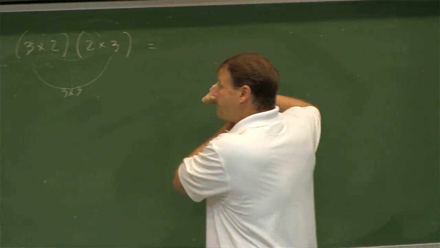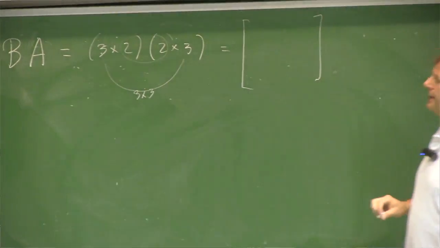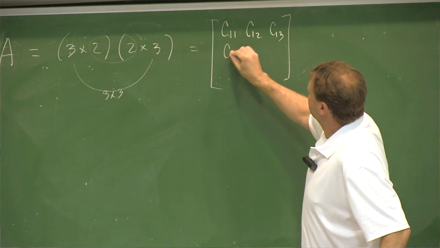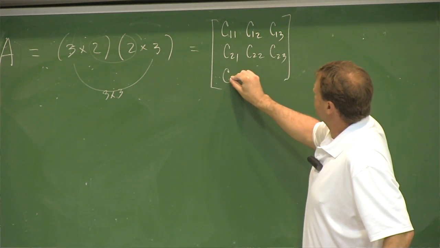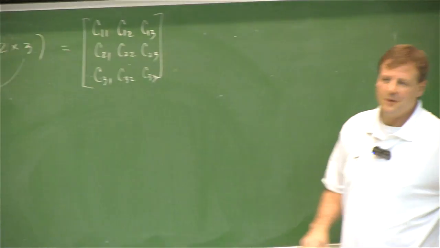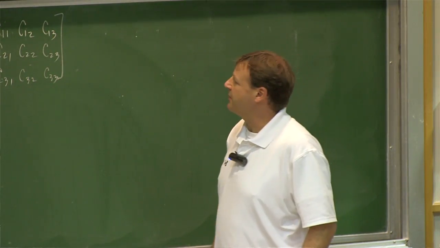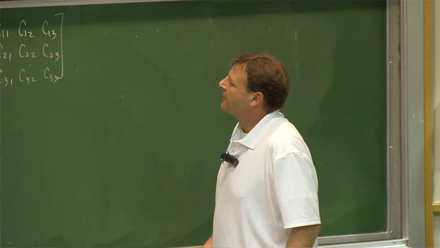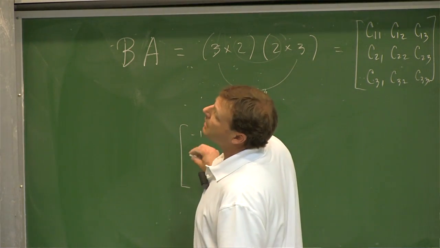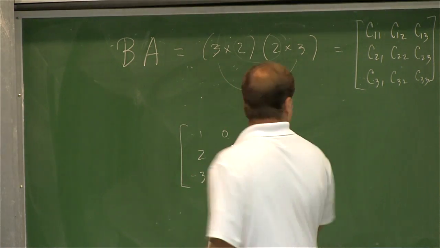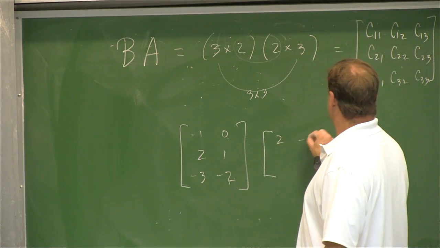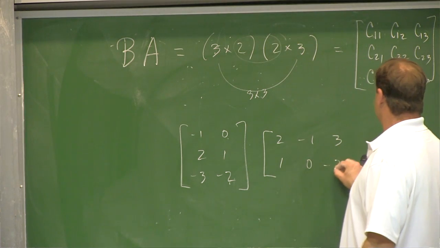here with a larger matrix. So I've got to have 9 entries here. If you like, we can write them in: C11, C12, C13, C21, C22, C23, C31, C32, C33. We have to get a better method for this, so I don't want to have to write out each one of those 9 things. Okay, so let's write them out next to each other. So B is -1, 0, 2, 1, -3, -2. And then A is this: 2, -1, 3, 1, 0, -2.